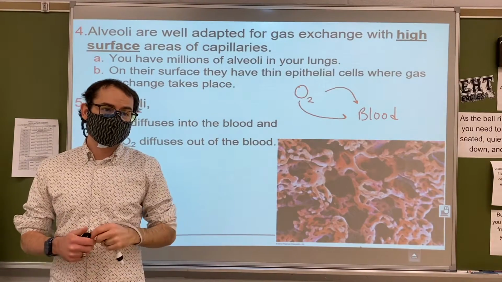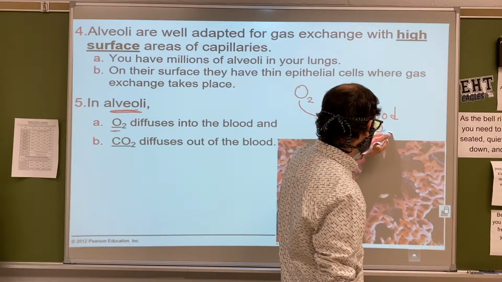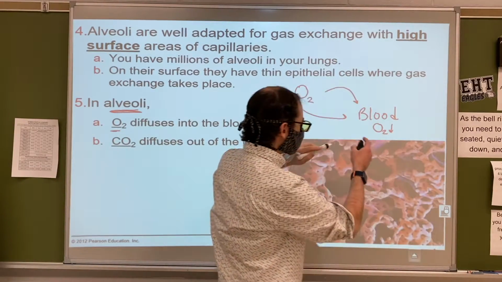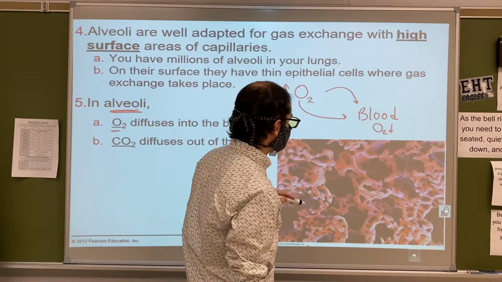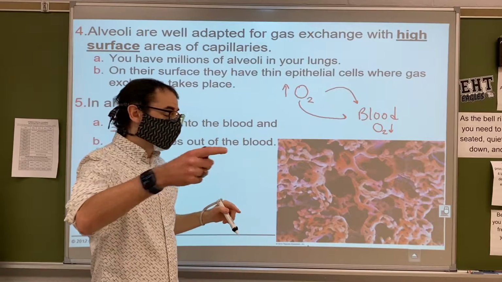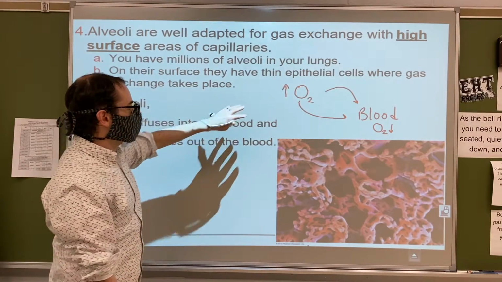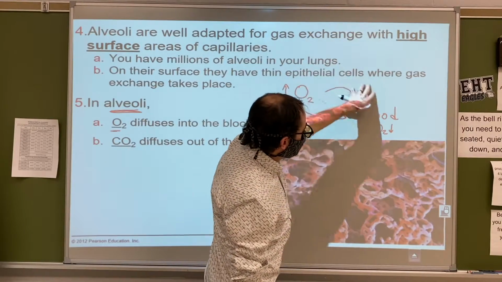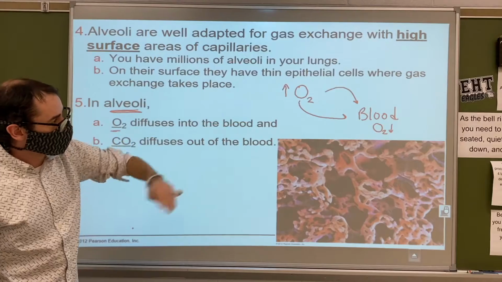Jewel? There's less oxygen in the blood, so it wants to when there's less oxygen. Good, good. There's less oxygen in the blood, like you just said. There's more oxygen in the lungs. So it's going to go down a concentration gradient, right? It's going to go from an area of high concentration to an area of low concentration. So it's going to go from the lungs into the blood.